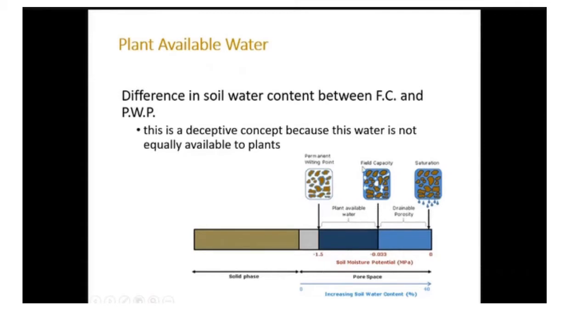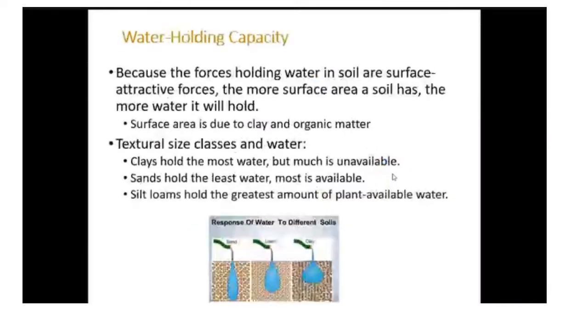And something very important to remember: since different soils have different retention curves, the available water would vary between different soil textures. If we look at one example, which we will see in the coming slides, after understanding the water holding capacity: the forces holding water in the soil are due to surface attraction and surface area, so the more surface area you have in the soil, the more the soil can hold water.